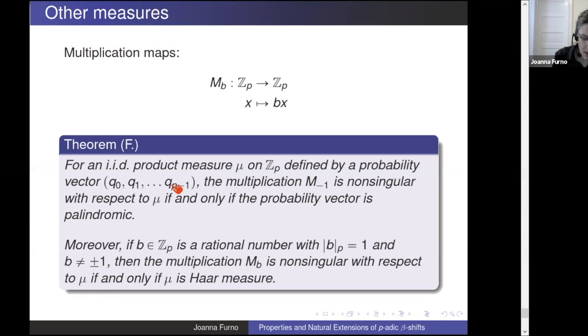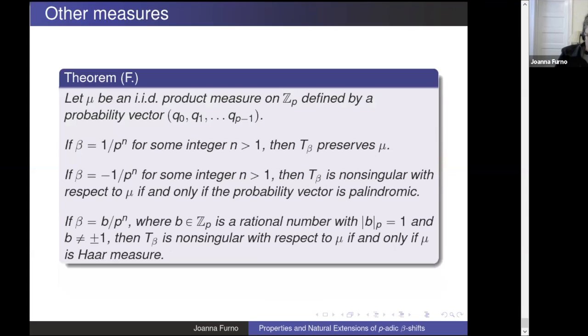I think that's supposed to be, oh, yes, okay. So the only product measure this is non-singular for is the Haar measure that it preserves. Does it preserve? Yes, okay. Otherwise, you get a singular transformation for any of these other product measures.